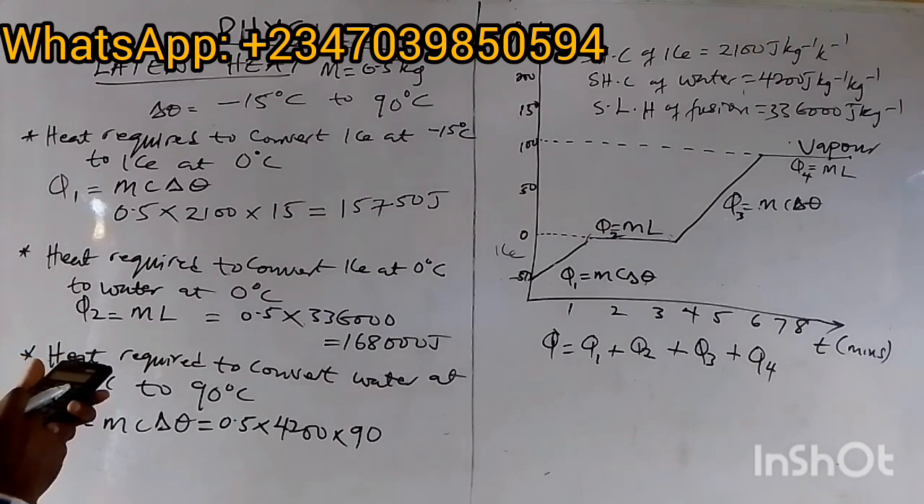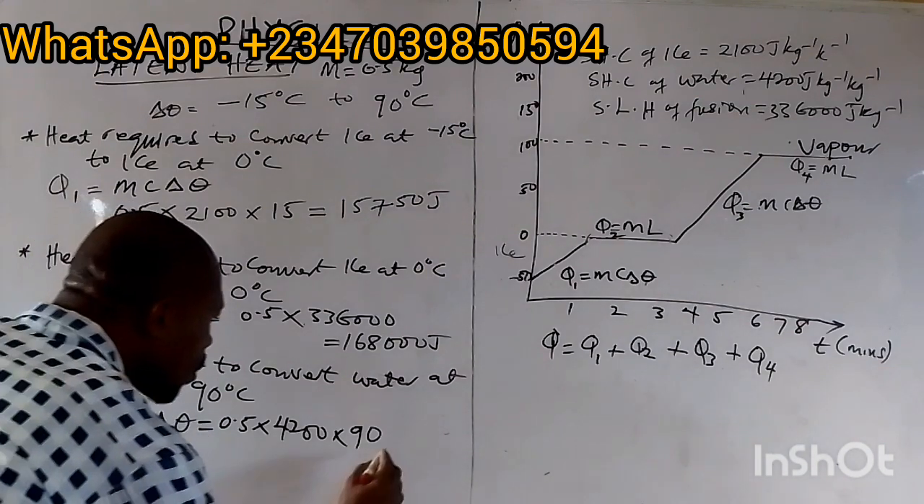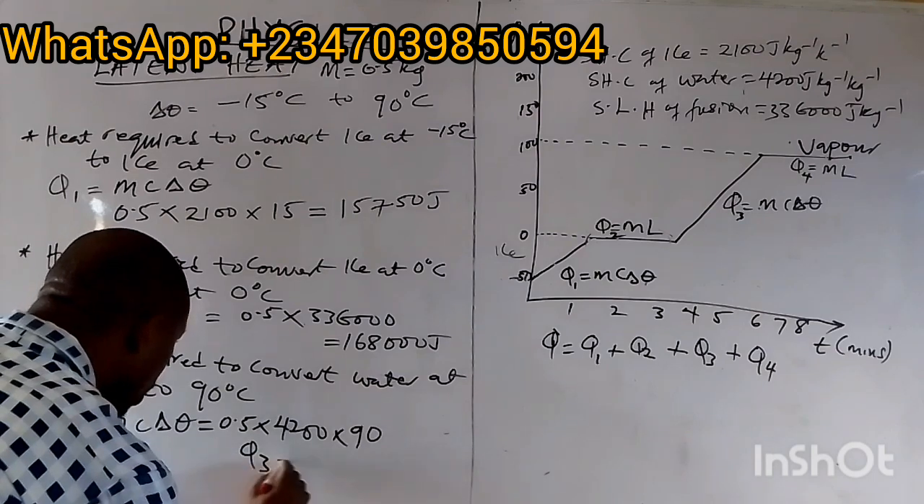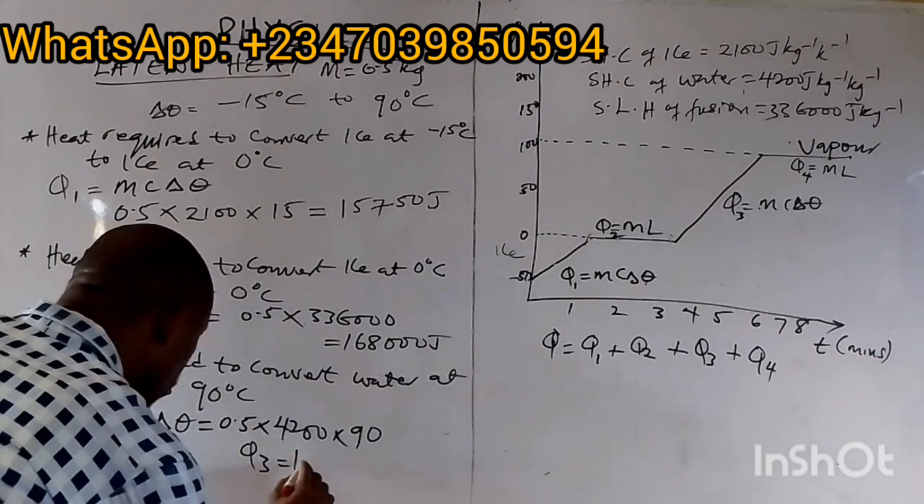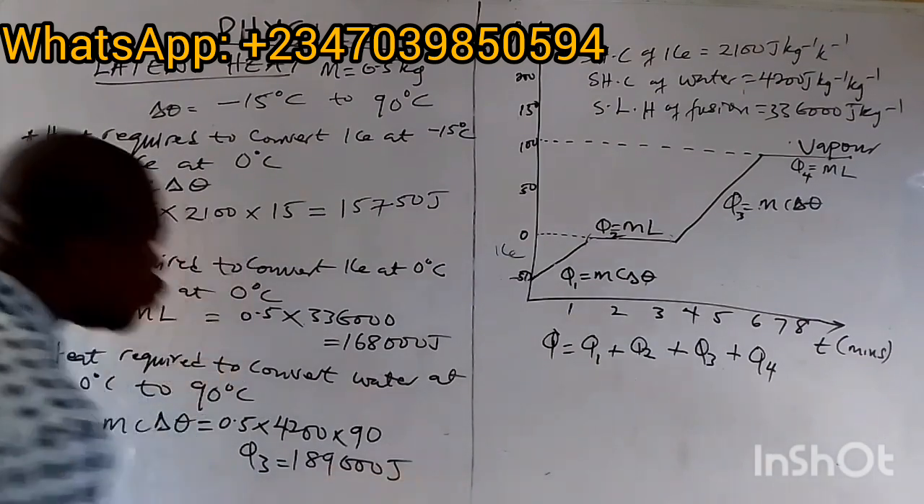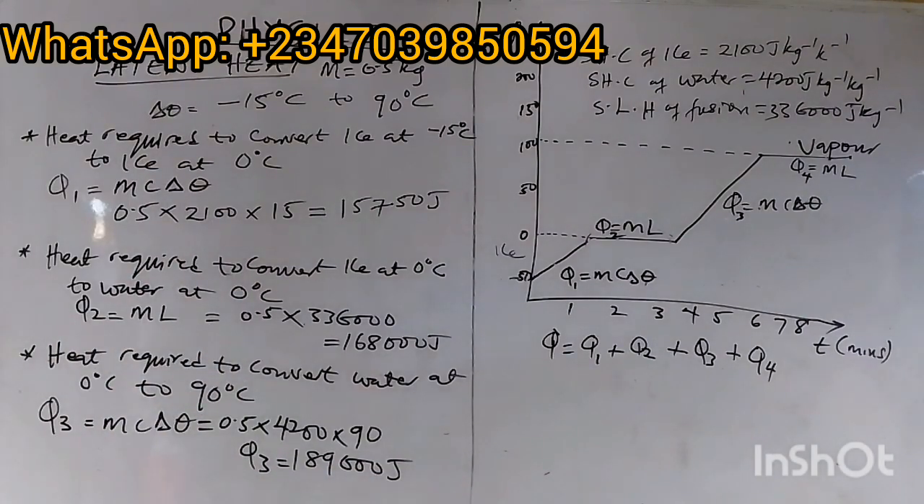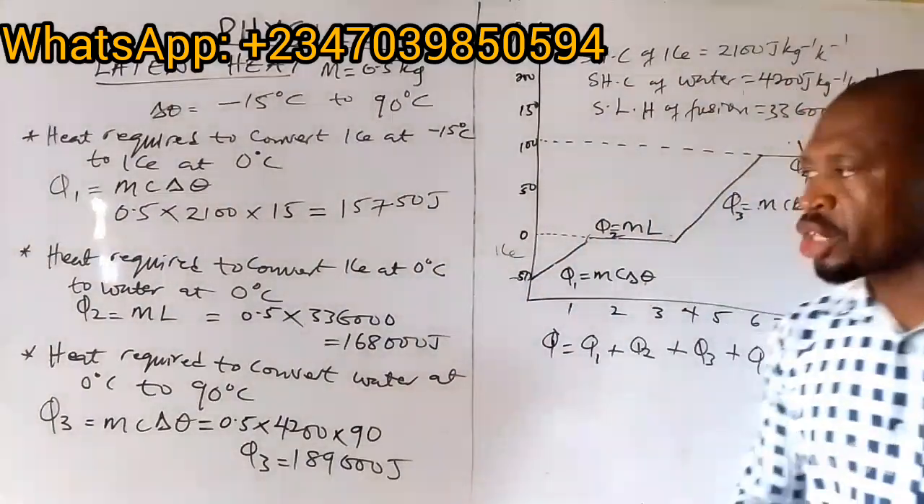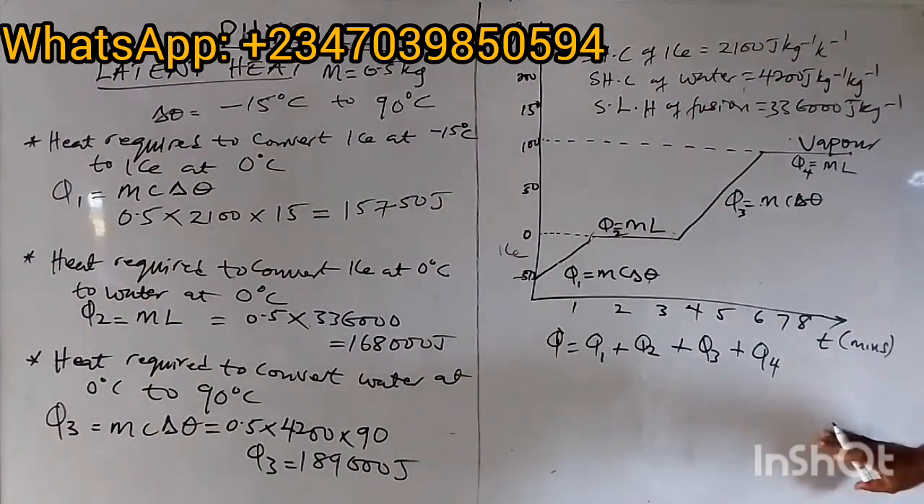4,200 times 90 will give us, let's say, Q3 is equal to 189,000 joules. Okay, you can screenshot this or pause it. Let us finish it here.